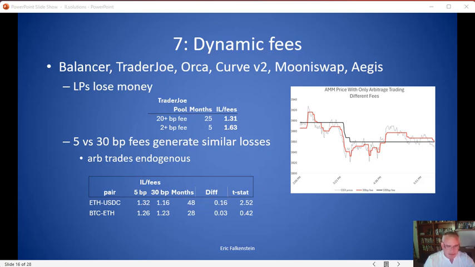But another way to see this is to look at the identical pairs on identical blockchains, but with different fees. So you've got a 5 basis point version of the ETH USDC, and then a 30 basis point version, both V3. And then the same for BTC ETH. And what do you see? They lose money in both cases. So one has 6 times the fee rate, and they both lose money. So if you were able to vary the fee over time, why do you think this would actually cause you to make money?